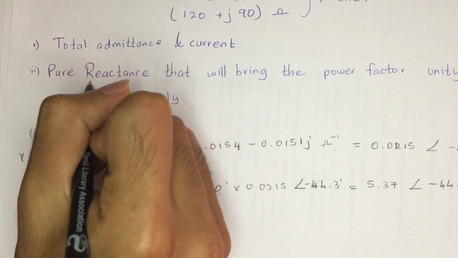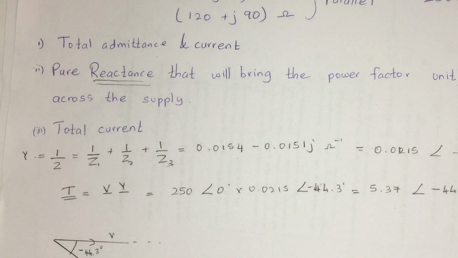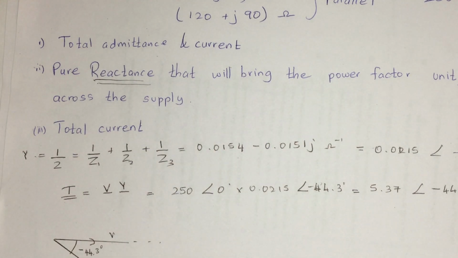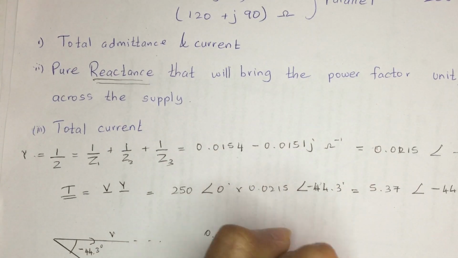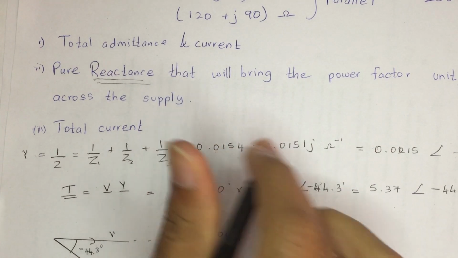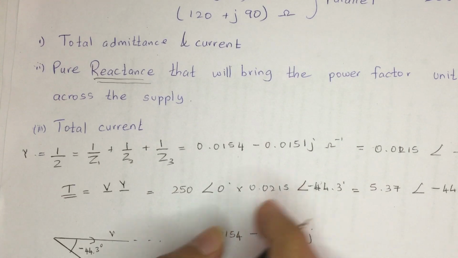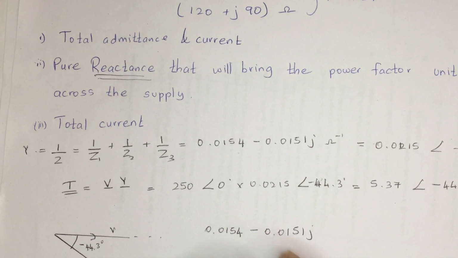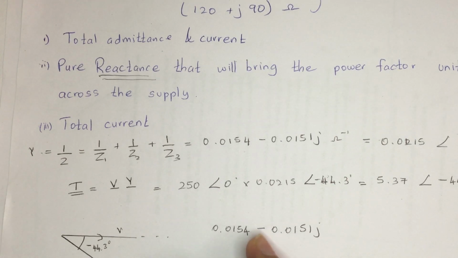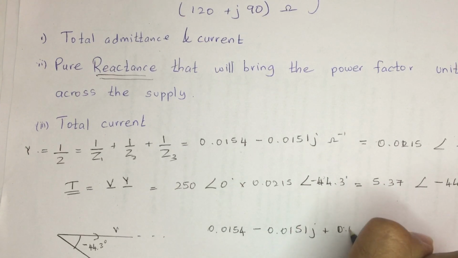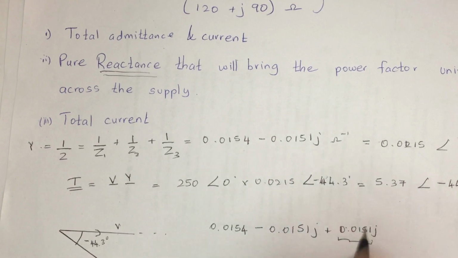So the question is, what's the value of that pure reactance? Usually you can easily figure it out. Let's say this is the total admittance we have. We are going to make this admittance have only the real part. Actually, we have another part, the complex number part, minus j0.0151. To cancel out this part, we are going to add plus j0.0151, so that the admittance has only a real part.